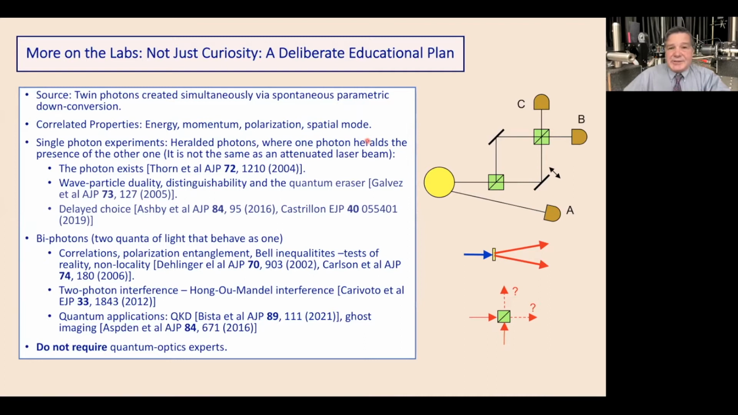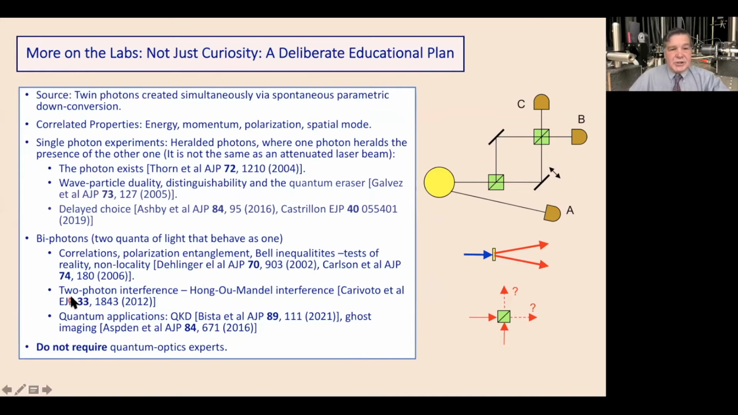Then you have a bunch of experiments that can be done with those, and I show some references of educational articles. AJP stands for American Journal of Physics, a journal really devoted to physics education. Then you also have experiments that involve the two photons together, and there you have a world of interesting quantum phenomena. Among them, of course, entanglement, which is really a requirement for quantum computing. So I'm going to show you a little bit about that.